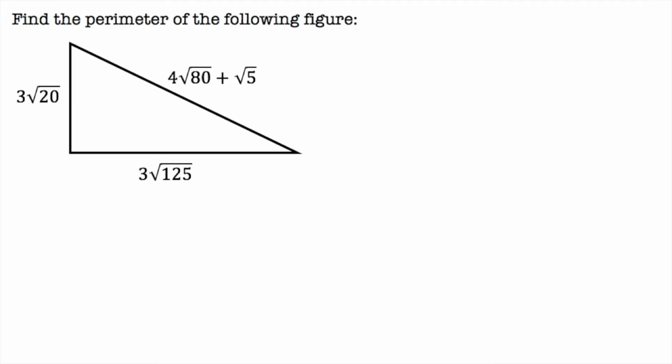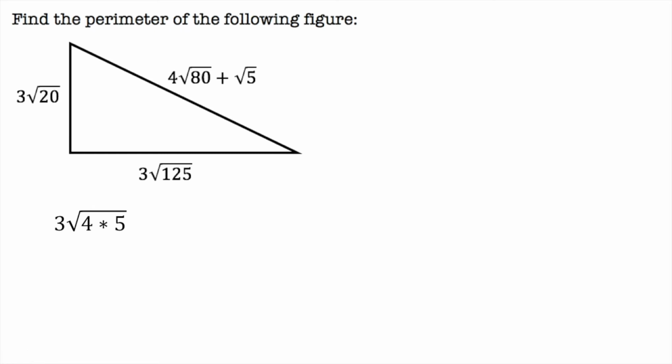All right, last one, find the perimeter of the following figure. So perimeter means that we are adding up the outside edges. If you've ever had a problem at PE where you didn't dress out and you had to walk around the track, you're walking around the outside perimeter of that track. So every step you take is the number of steps you're taking in total that you're adding together. So we're going to add 3 square root of 20 plus 3 square root of 125 plus 4 square root of 80 plus square root of 5.